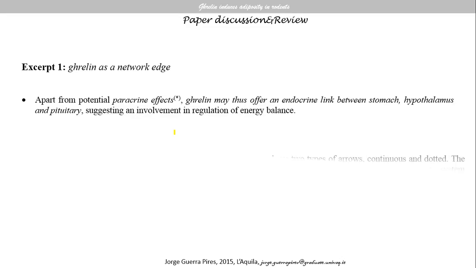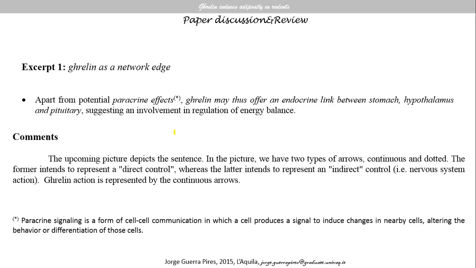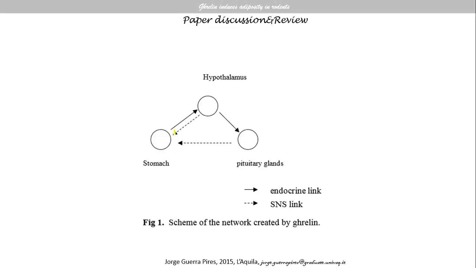That was the part I'm not going to discuss. You are welcome to come back to the previous videos. So that was the graph. As I said before, you have a continuous and a dot line. The continuous line means a physical effect. The dot line means an indirect effect, such as by the sympathetic nervous system, where you have a signal from the central nervous system to the periphery, which is your metabolism of fat and so on.